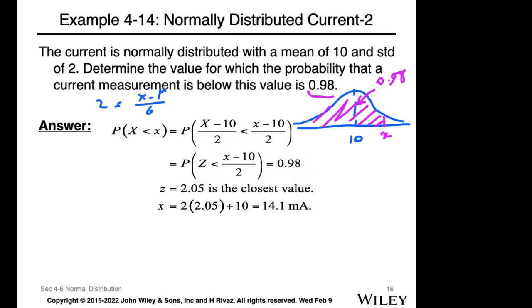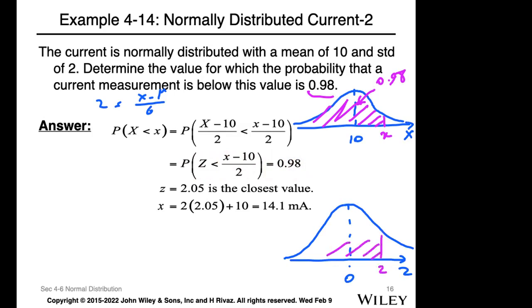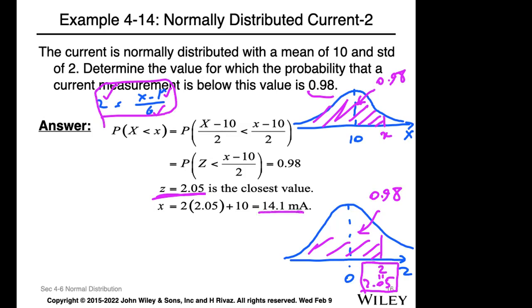So in the picture that I drew, this was my random variable X. In the new picture that I'm drawing, this is my Z, which means that it's the standard case. This is 0. So I want some Z such that this area is 0.98, right? So I look at the table and I find out that Z is equal to 2.05, right? So I know my Z. I know mu, and I know sigma, so I can simply calculate X from this equation, right? So my X becomes 14.1. So this X here is 14.1 milliamps.